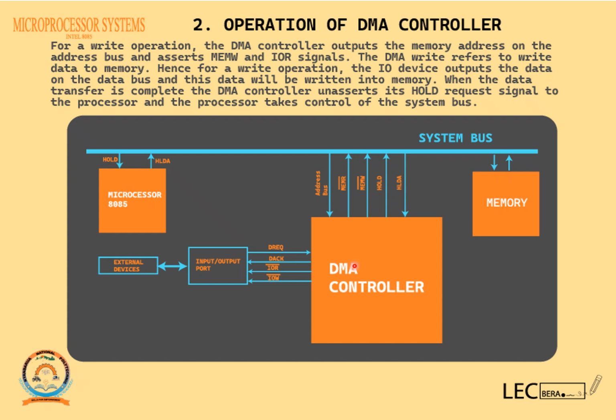So for the write operation, this is where we are exchanging data from the external devices to the memory. And for that to happen, the DMA controller is going to assert the following signals low.